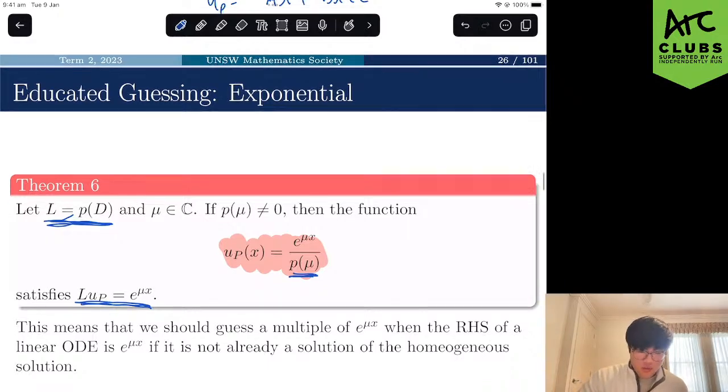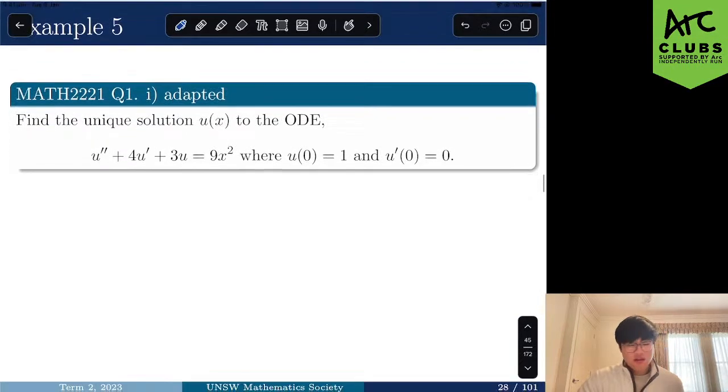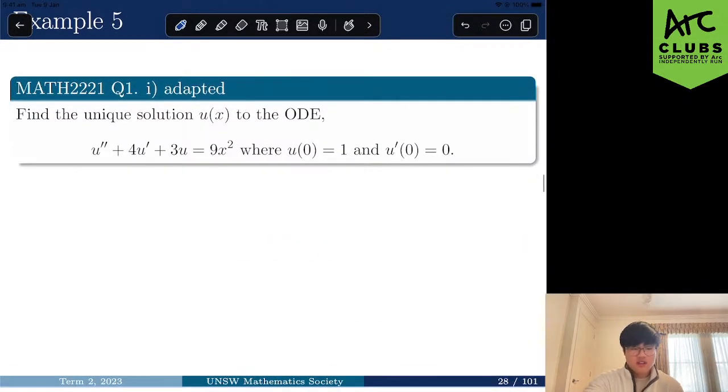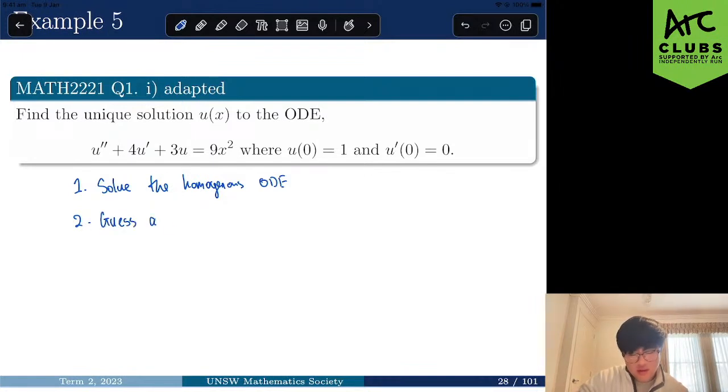Alright, so let's look at a question now. So this one here is just find a unique solution u to this ODE. And I guess kind of the general idea to solve something like this is first solve the homogeneous ODE and find the solutions. Second is guess a particular solution.